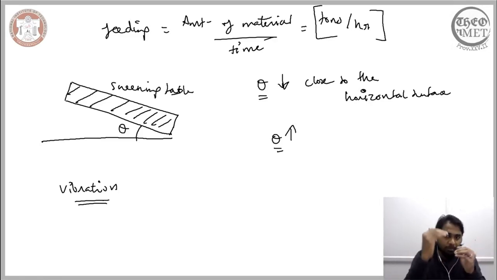So when compared to the feeding rate and the inclination, vibration is more advantageous for increasing the probability of interaction. What we have seen are three different ways of increasing the probability of interaction so that the screening is efficiently done. We will continue this discussion in the next lecture, wherein we will see how these factors play a role in efficiently bringing about the screening process.